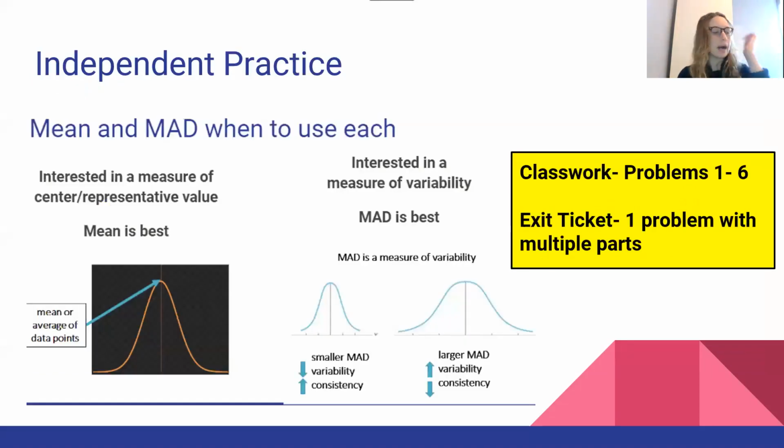And for independent practice, you're going to be working on your classwork problems 1 through 6, and then you're going to have an exit ticket with one problem that has multiple parts. Really what you're practicing today is knowing when to use mean and when to use MAD to analyze data, and then also making sure you're really, really comfortable with those calculations and can easily calculate both the mean and MAD for data sets. Good luck, and you're going to go ahead and end this video now and get to your classwork.